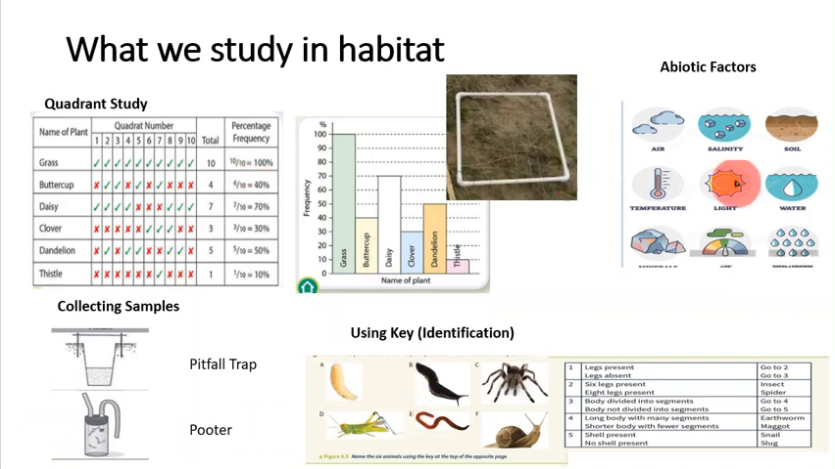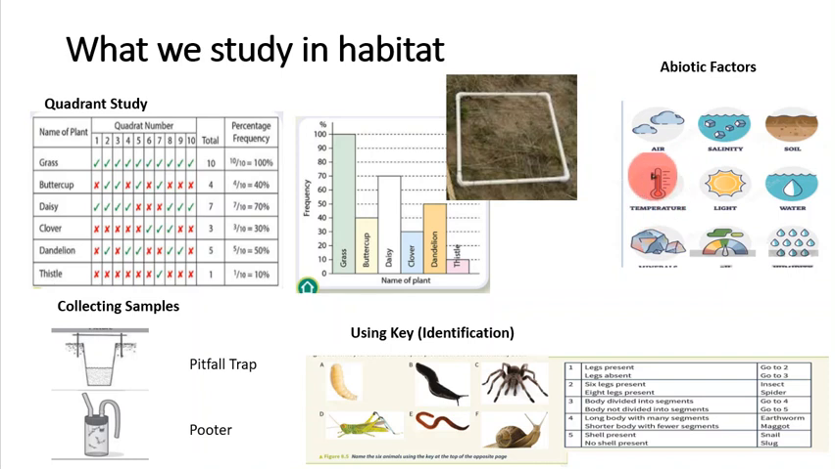The last thing that we would look at in a particular habitat are what are known as abiotic factors. Abiotic means non-living factors within a habitat. We can look at things like the quality of the air within the habitat. If it's a habitat like a pond, we can take a sample of the water and determine how salty it is. We can take a sample of the soil and carry out different studies to see what kind of soil we have.